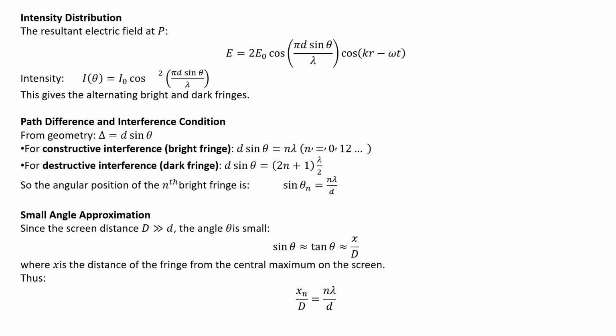So while we balance this equation, x n upon D equals n lambda upon d, what we have calculated. Equating these, x is nothing but x n, meaning at the nth fringe, and this was formed since sin theta was very small, so x upon D was used, and also we know that sin theta n equals n lambda upon small d. So we found this equation.